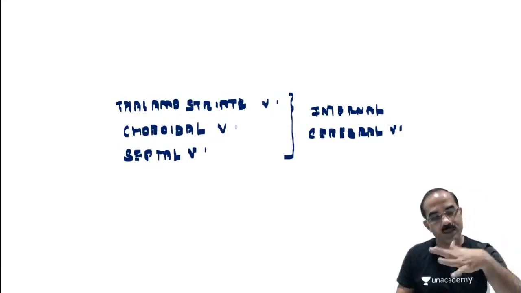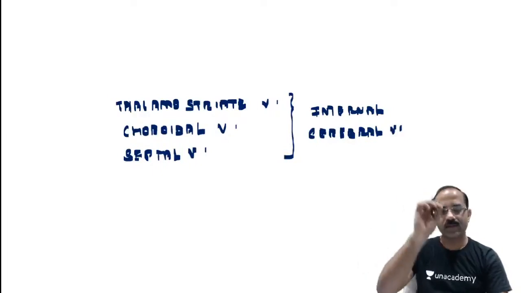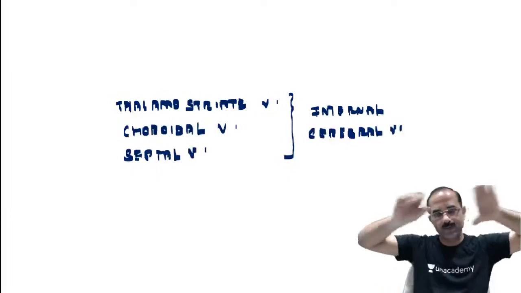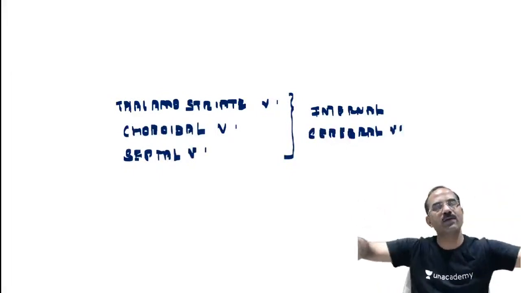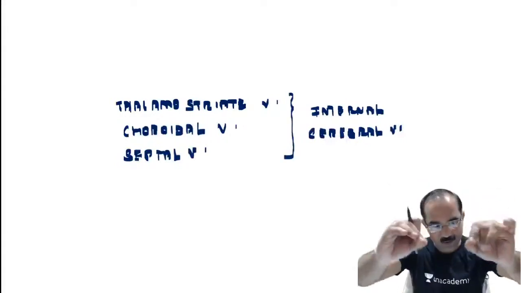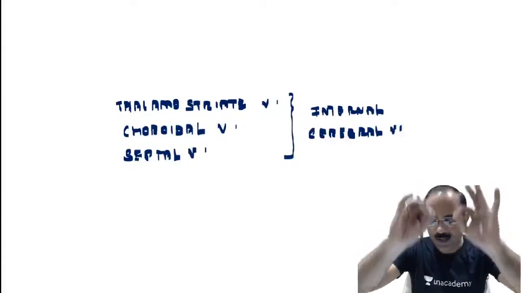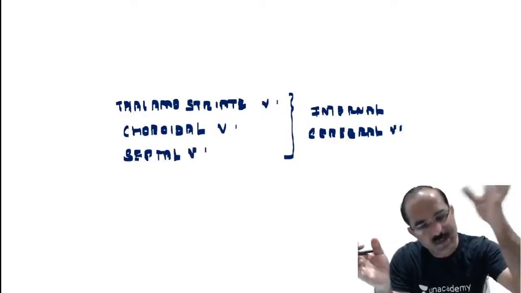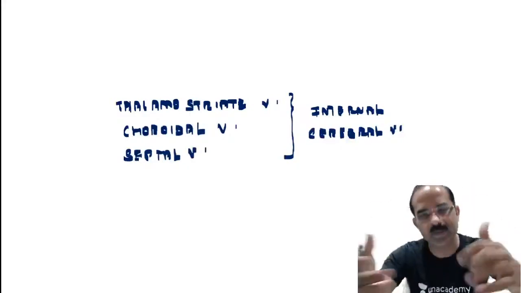And where does it form the internal cerebral vein? At the foramen of Monro. Foramen of Monro, you know, no? Interventricular foramen of Monro, which connects the lateral ventricle to the third ventricle, right? At the interventricular foramen of Monro, this internal cerebral vein is formed. And what is the internal cerebral vein? It's a deep vein of the brain.